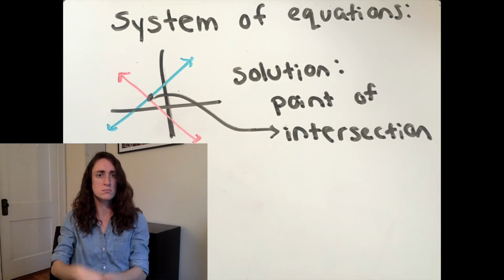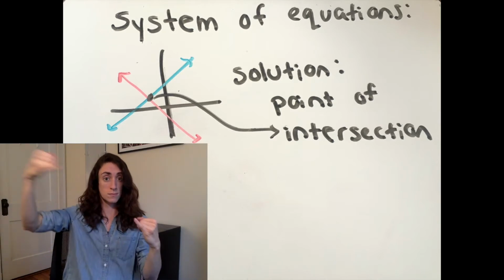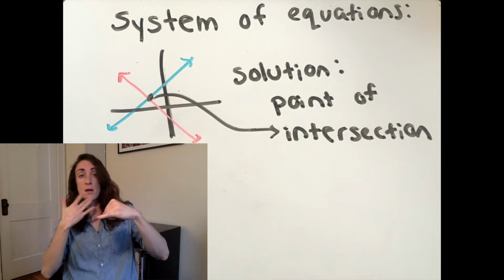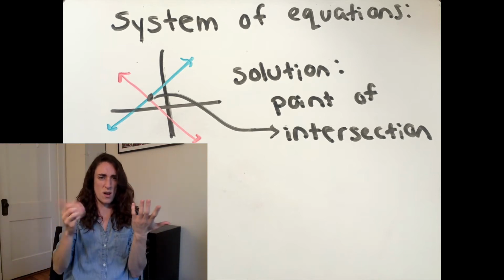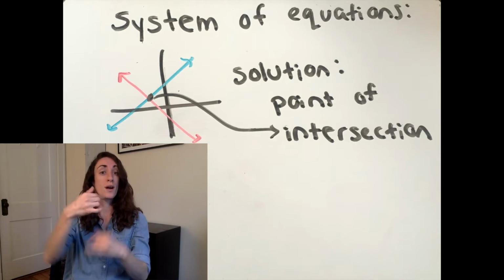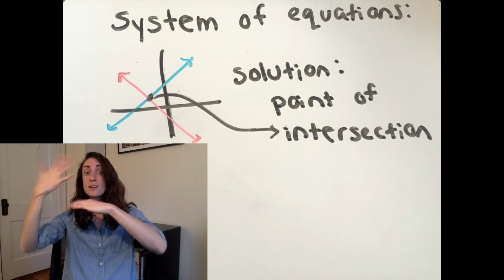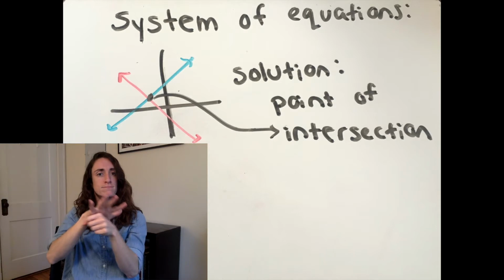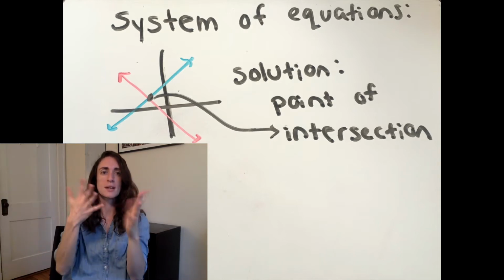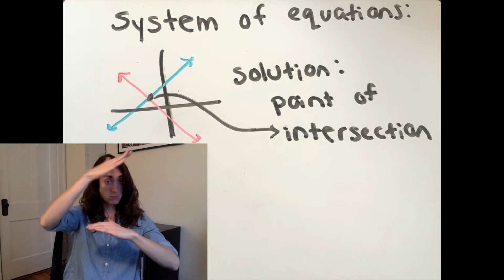But what would the solution of a system of inequalities look like? If each inequality is a boundary line with a shaded area, what does the solution of points that satisfy both inequalities look like? Well, it'll be where those two shaded areas overlap. So it won't be just one point, it'll be a whole area filled with many points.